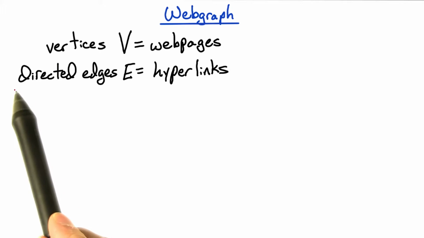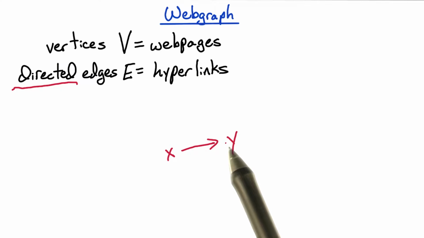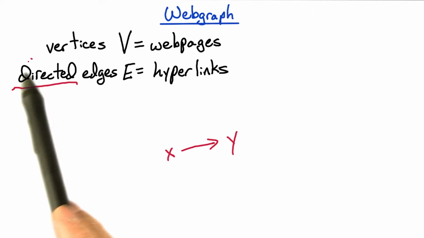Now, these are directed edges. A web page X might have a hyperlink to a web page Y, but Y doesn't necessarily have a hyperlink back to X. So it's important we think of these edges as directed edges.